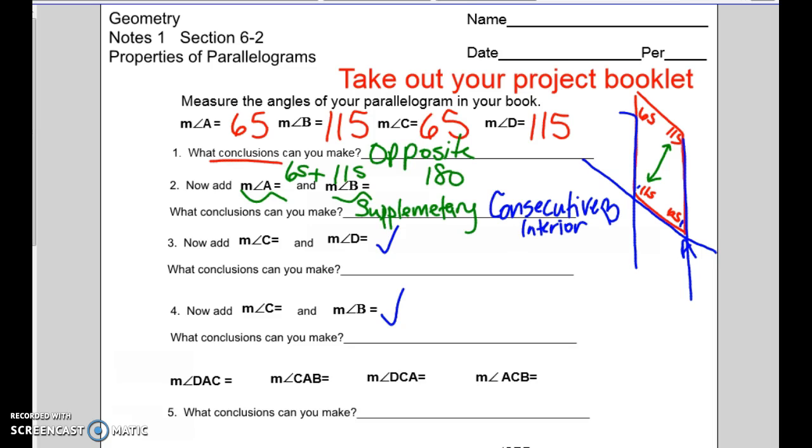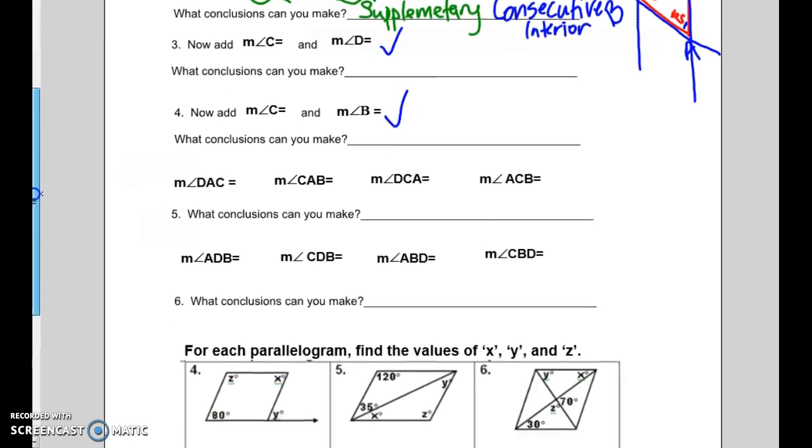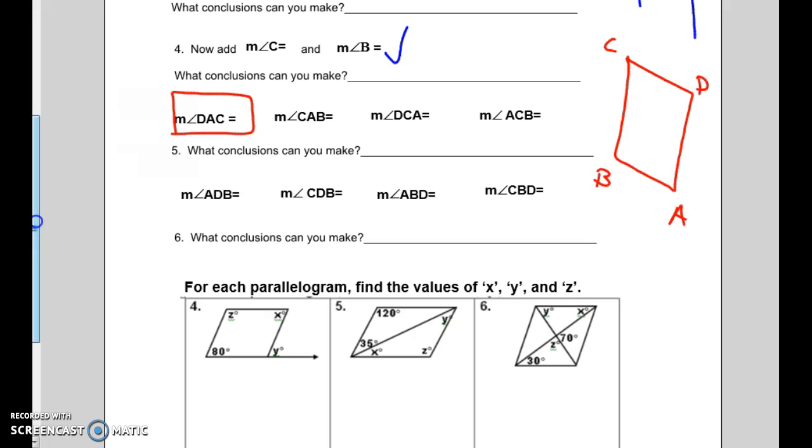Now what I'd like for you to do, I'm going to give you a couple of seconds, and I want you to measure the measure of angle DAC. DAC. So if I have A, B, C, D. Again, this is the graph for the white project paper in our booklet, right? And they want me to measure the angle of DAC.